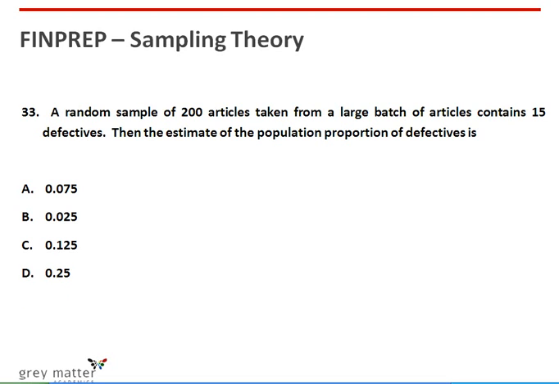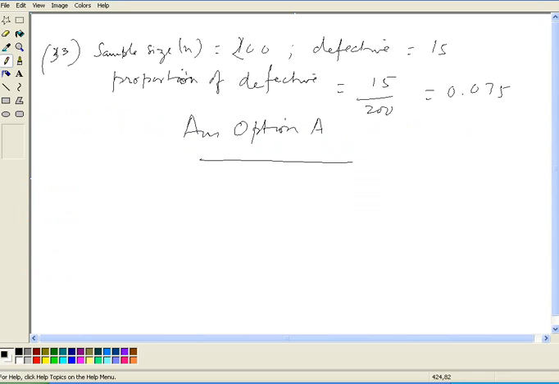33rd question, a random sample of 200 articles taken from a large batch of articles contains 15 defectives. Then the estimate of the population proportion of defectives is as follows. Sample size is given to be 200, out of which defective happens to be 15. We need to estimate the population proportion of defectives, which is nothing but defectives in the sample, 15, by the sample size, which works out to 0.075. So the answer is option A.